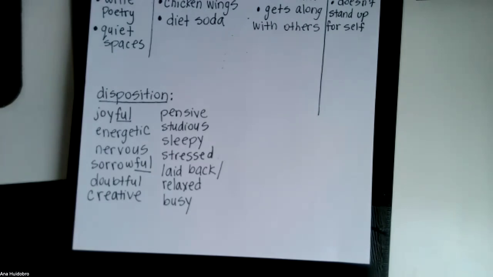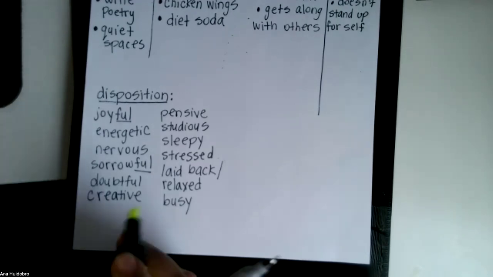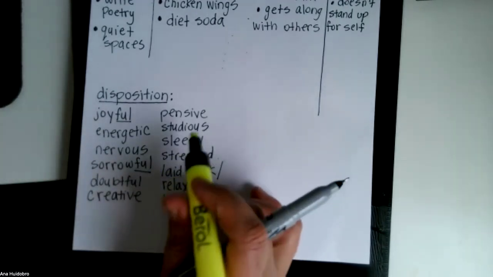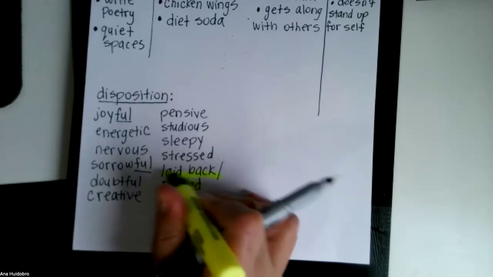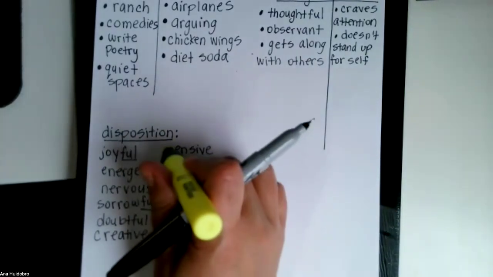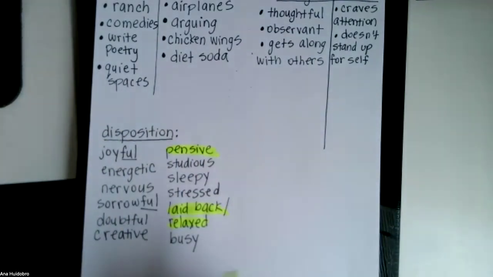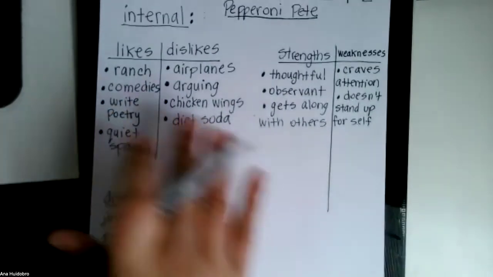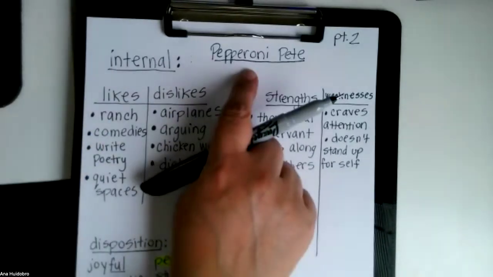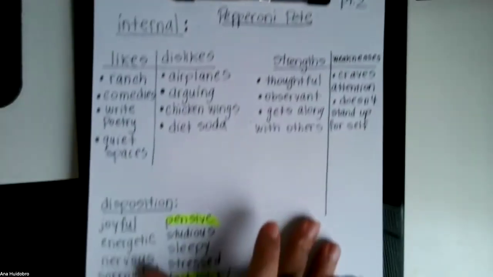Super, super. Okay, so I'm going to pick, for my Pepperoni Pete, I think I'm going to make him a little bit laid back and relaxed because he's observant. I'm going to make him kind of pensive. So he's relaxed, but he's always thinking. So these are some of the internal things, internal feelings, internal workings of your character. Okay, so that's really good.